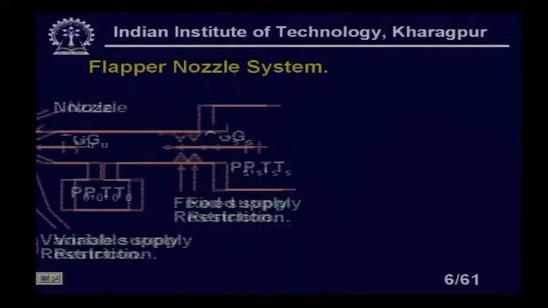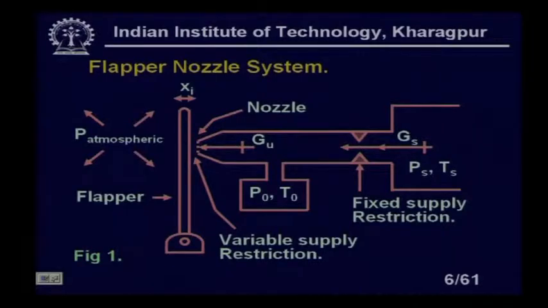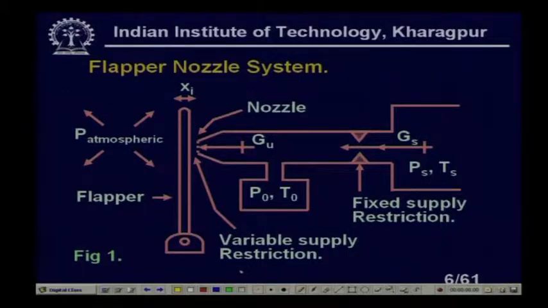Let us look at the flapper nozzle system. This is the basic flapper nozzle system, so look at it very carefully. You see here this is our nozzle, which is small in diameter and circular in nature. These are nozzles, and this is a flapper which moves in these directions, as you can see it is written. So it moves in this direction, it moves in this direction, you can see here.